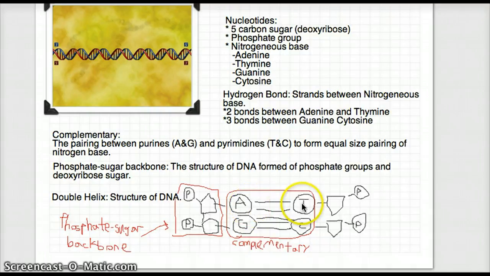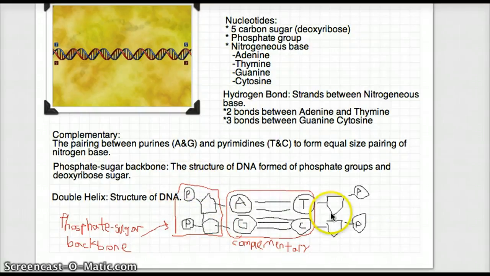Between A and T, there are only 2 bonds. However, between G and C, there are 3 hydrogen bonds. The whole thing we call complementary pairing, because the pairing between A and T, and G and C, forms equal-sized pairs of nitrogenous bases.